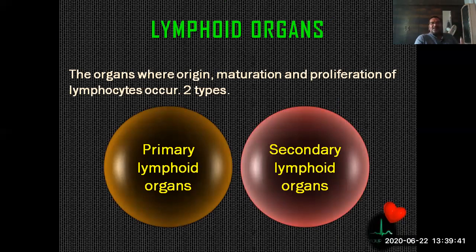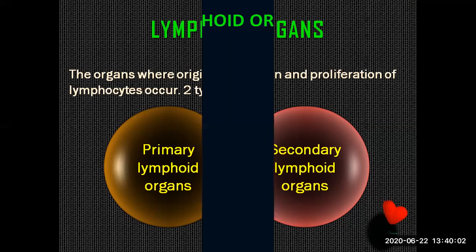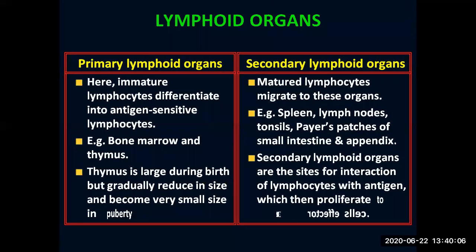Okay, the organ where the origin, maturation, and proliferation of lymphocytes occur. Two types of lymphocytes we say, based on maturation and proliferation: the T and B lymphocytes. Accordingly there are primary lymphoid organs and secondary lymphoid organs. So the story of T and B lymphocytes, we can learn from here.